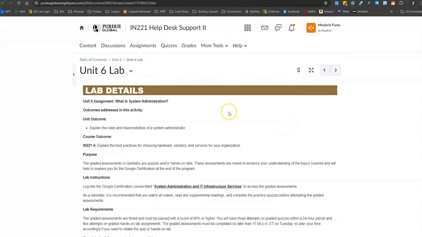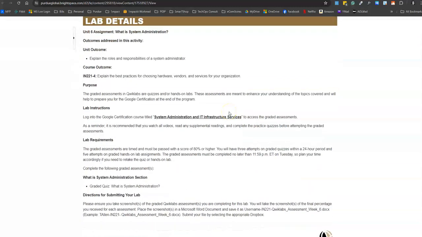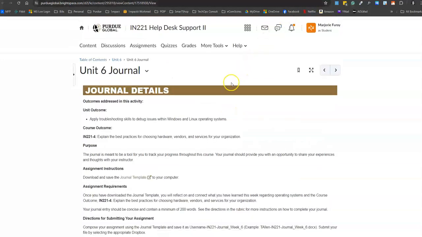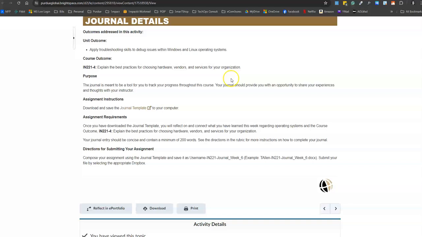The labs, of course, that you're going to have, the one lab is the graded quiz. What is system administration? And then, of course, you do have a journal this week. You finally have a journal again. And this will be about, it says here, reflect on and connect what you have learned this week regarding operating systems, and explain the best practices for choosing hardware, vendors, and services for your organization.